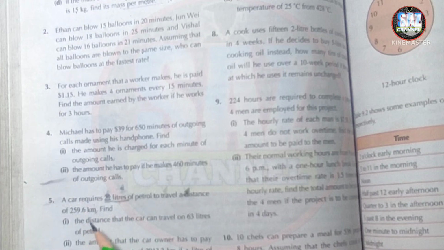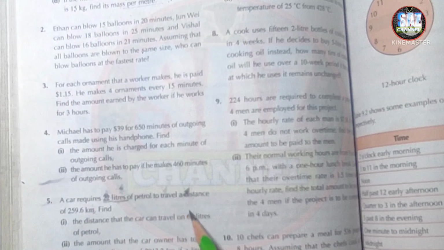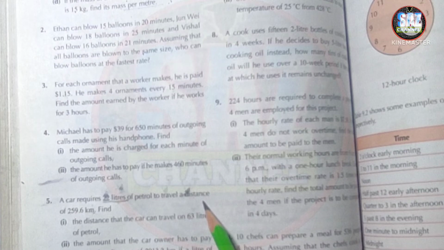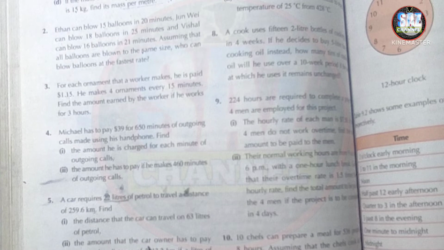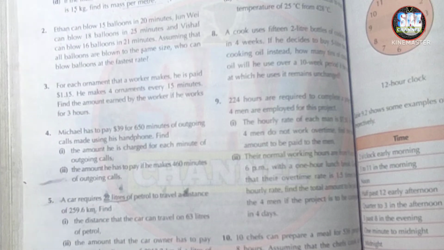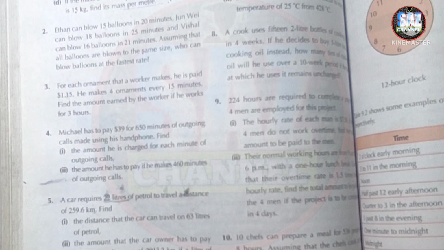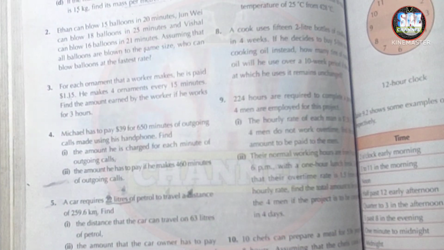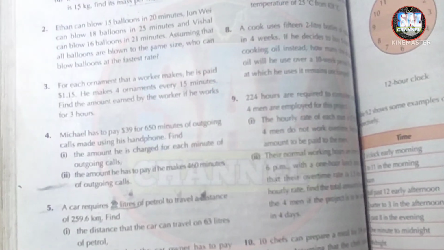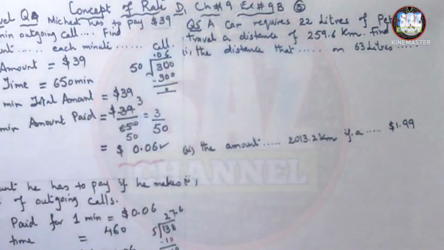The first part asks the distance that the car can travel with 63 liters, and the second part asks the amount that the car owner has to pay to travel a distance of 2013 kilometers if a liter of petrol costs $1.99. So there are two parts to the question. We'll talk about each part one by one, and let me remove the book from here.